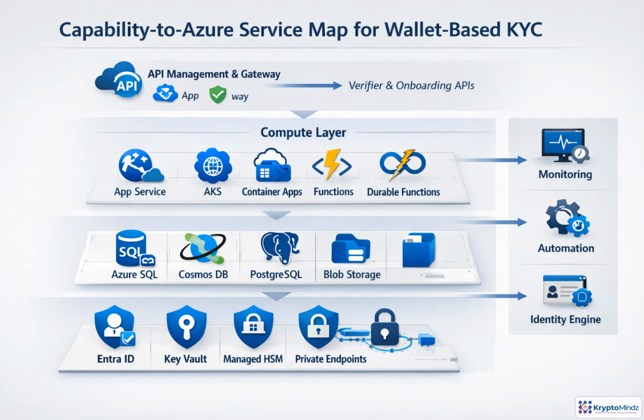Think of this architecture as a layered platform for wallet-based KYC. Clients first hit API Management or Application Gateway, which expose and protect verifier and onboarding APIs. Those calls are processed in the compute layer by App Service, AKS, Container Apps, or Functions, with Durable Functions coordinating long-running flows. Customer data, evidence, and documents live in SQL, Cosmos DB, PostgreSQL, or Blob Storage. Underneath, Entra ID, managed identities, Key Vault, HSM, and private endpoints provide the security backbone.